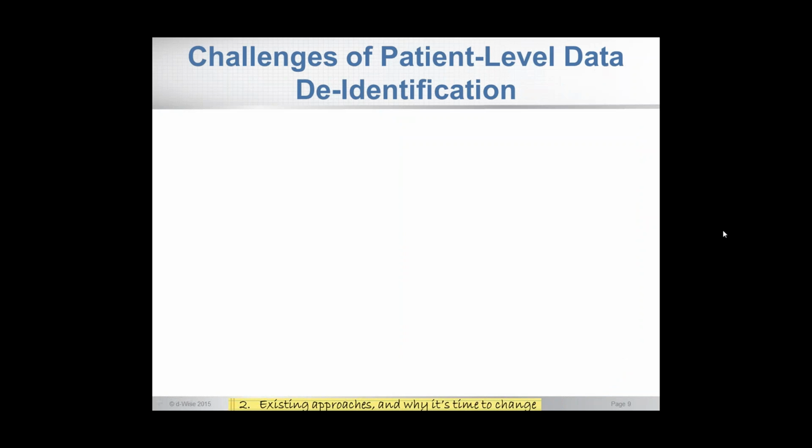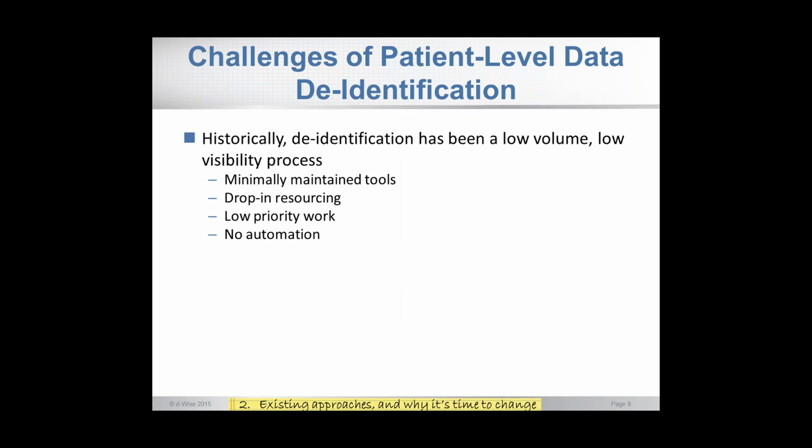And there are some challenges to getting that work done. So historically, when clinical trial data has needed to be de-identified, it's been a low volume, low visibility process. The requests have been infrequent. When the work needs to get done, it's usually done using minimally maintained tools because the tools are not used all the time. They fall into a lack of upkeep over time.